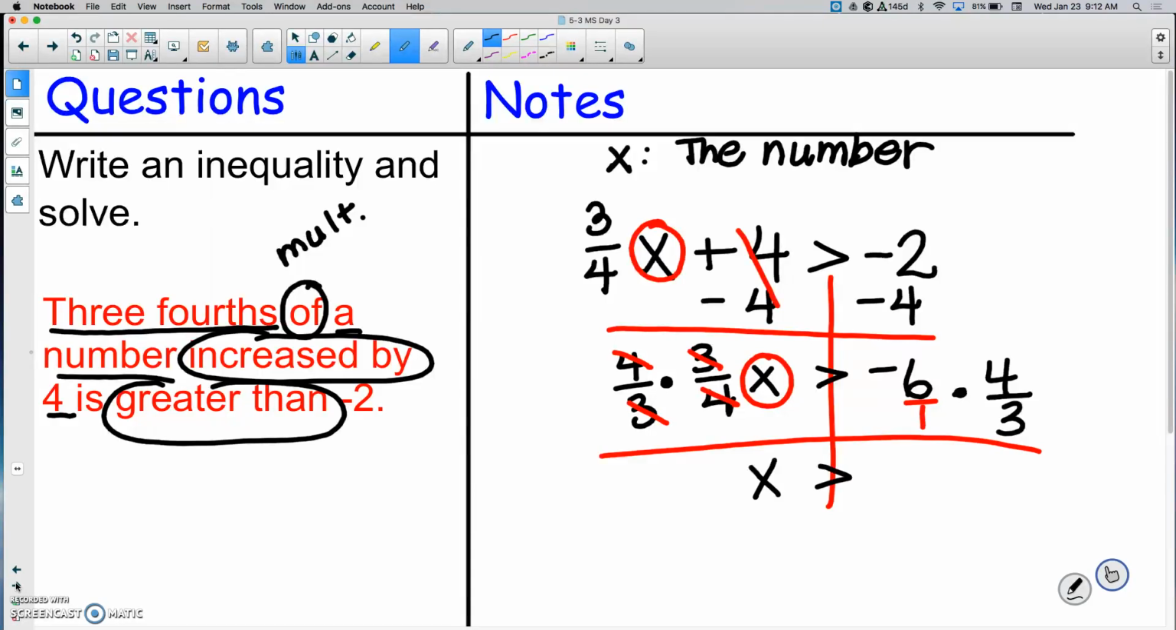I need to put a 1 under the negative 6 and multiply straight across. Negative 6 times 4, and then 1 times 3. And I can simplify that by dividing. Negative 24 divided by 3 is negative 8. So x is greater than negative 8.